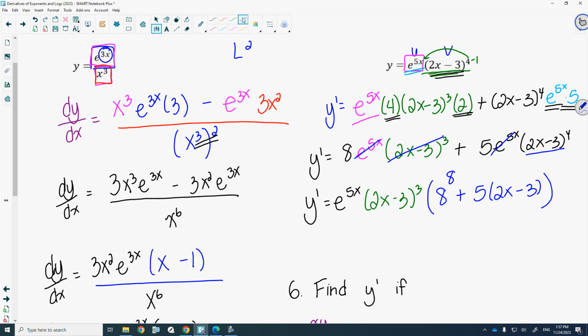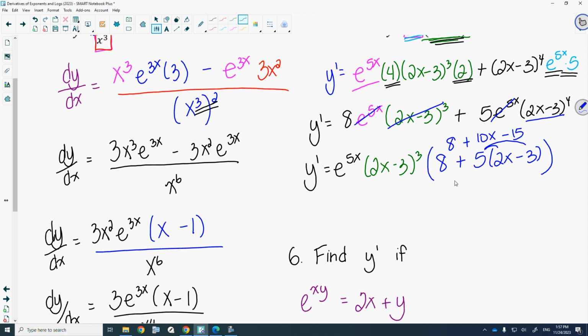Just to solve this, this would be 8 plus 10x minus 15. What would that be? That's going to be 10x minus 7. So that would give me y prime is equal to e to the 5x, (2x minus 3) cubed, and then 10x minus 7 would be the derivative.